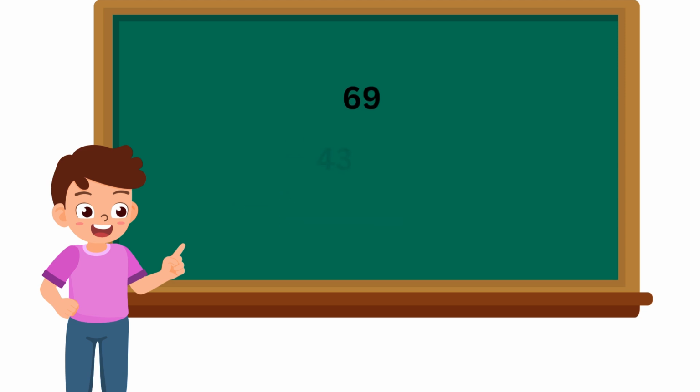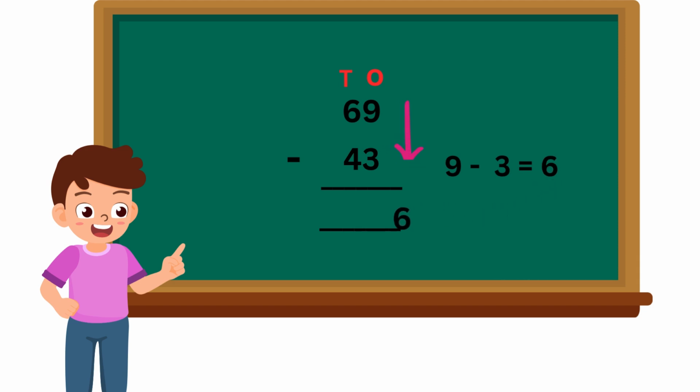Consider one more example. Subtract the numbers 69 minus 43. Let's write the place value of the numbers above, that is ones place and tens place. Now consider the one place value numbers to begin with subtraction, that is 9 minus 3, which is 6. Now place 6 below.